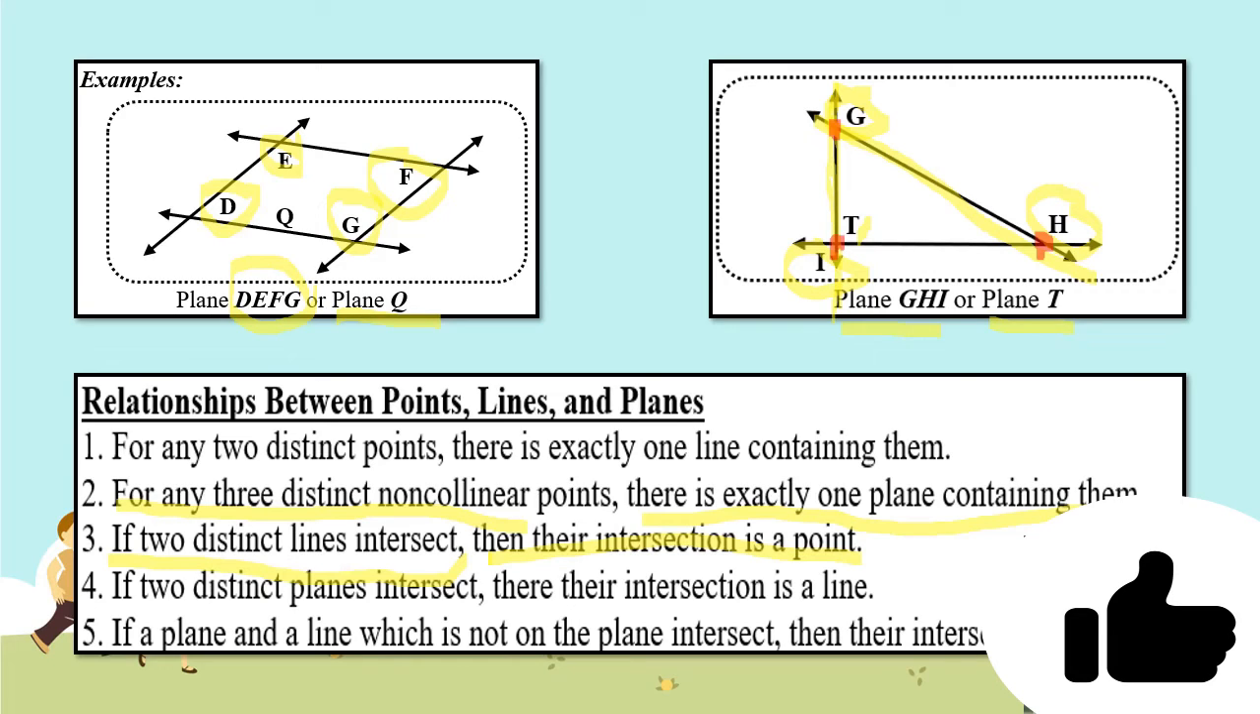Number 4, if 2 distinct planes intersect, their intersection is a line. So it is a line. If the 2 planes intersect, then it is a line. Number 5, if a plane and a line which is not on the plane intersect, then their intersection is a point.